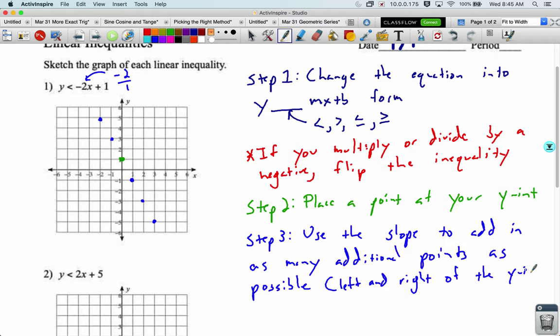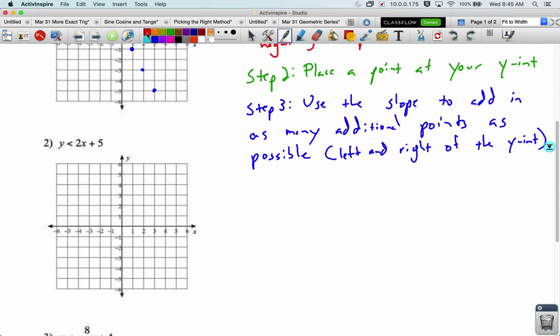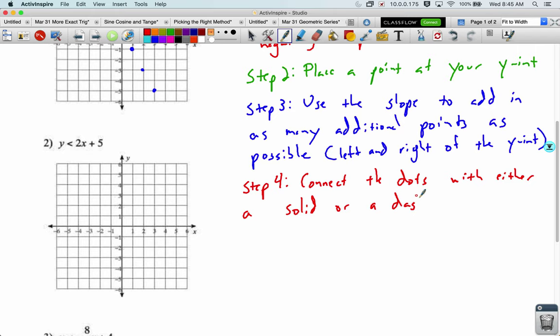Okay. Now, step four. We want to connect the dots with either a solid or a dashed line. And what decides whether it's going to be solid or dashed, you don't get to just pick, it's the inequality symbol. And so let's make a little chart for which inequality symbol is going to be solid, which inequality symbol is going to be dashed.